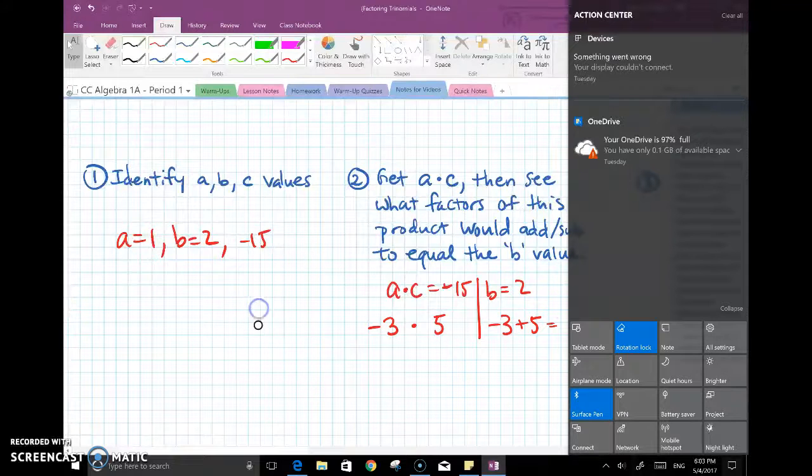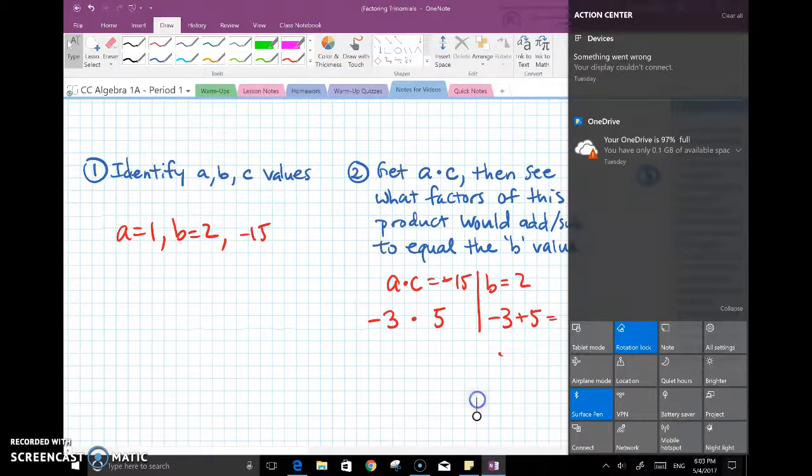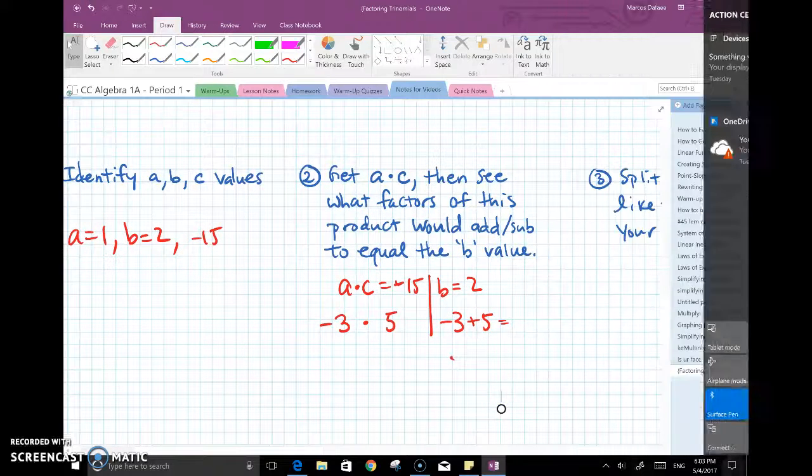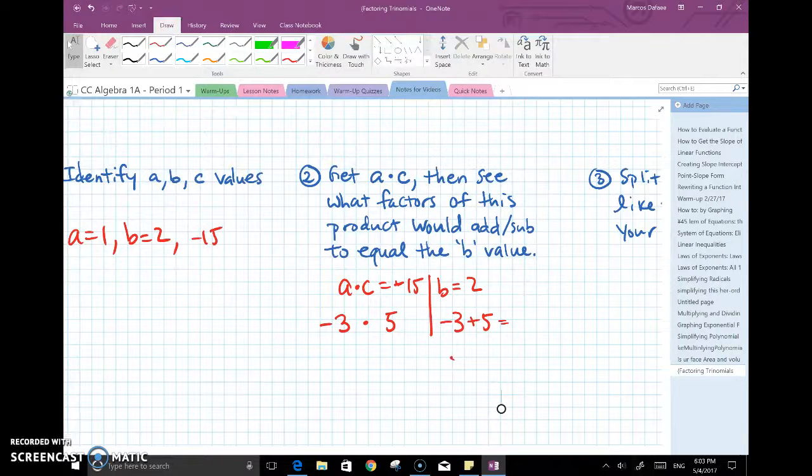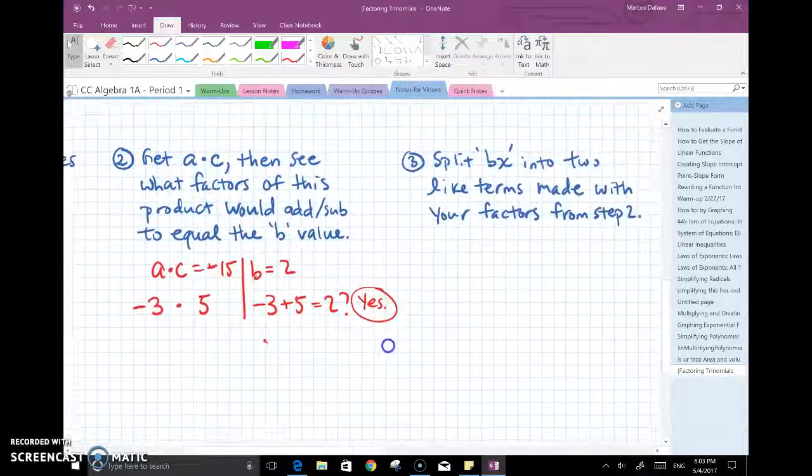Now, would negative 3 plus 5 make a positive 2? The answer is yes. And because it makes a positive 2, what that means is that I'm going to use my negative 3 and my positive 5. So on to step 3.